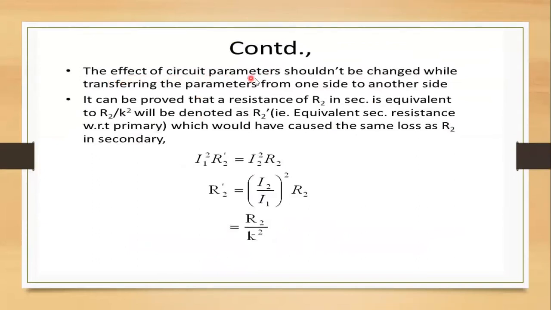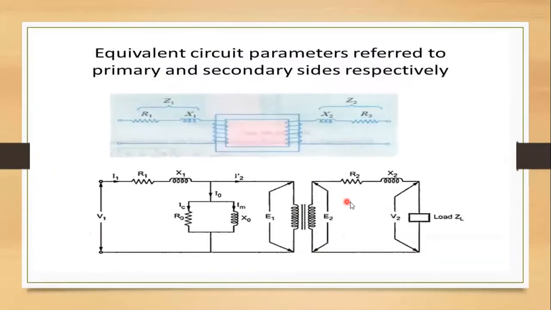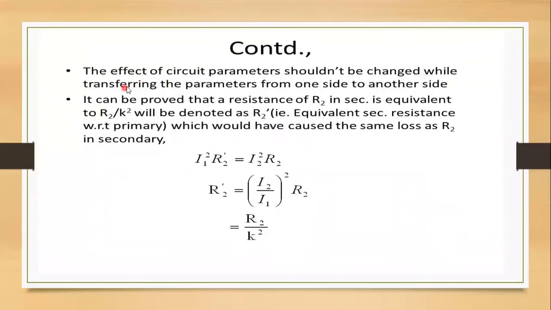The effect of the circuit parameters shouldn't change while transferring the parameters from one side to another side. Understood? The effect of the circuit parameters shouldn't change while transferring the parameters from one side to another, that is, from primary side to secondary side, or secondary side to primary side. Okay, so when R2 is changed to the primary side, or R1 is converted into the secondary side, the effect of the circuit parameters shouldn't change.